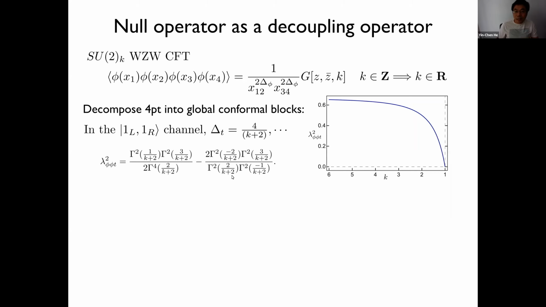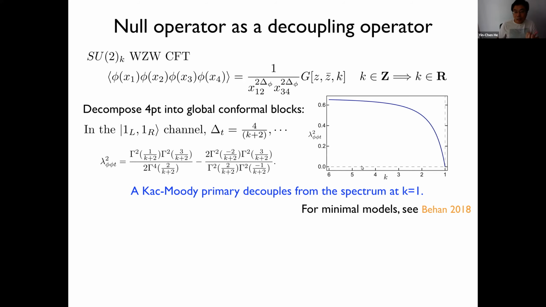The important thing here is that if you plot the OPE coefficient squared, you will find that it's always positive definite for k larger than 1, and it vanishes precisely at k equals 1. And we know that that's because it's a null operator at k equals 1. So that means that this Casimir primary decouples from the spectrum at k equals 1, and this decoupled operator is the null operator of the 2D Wess-Zumino-Witten CFT.